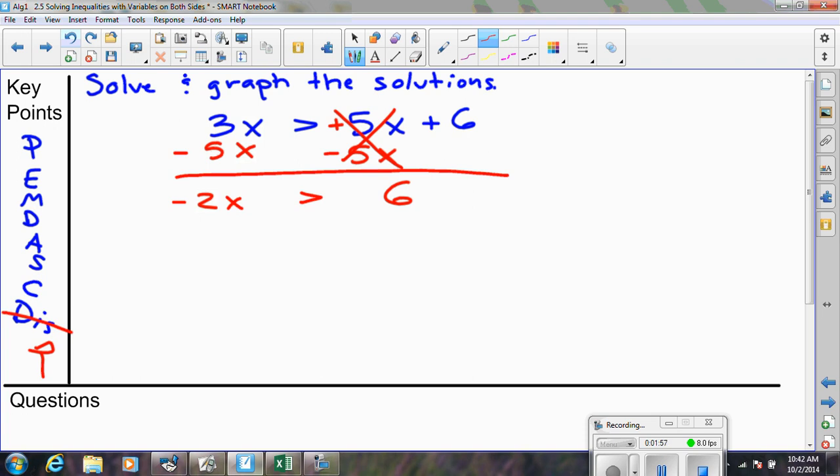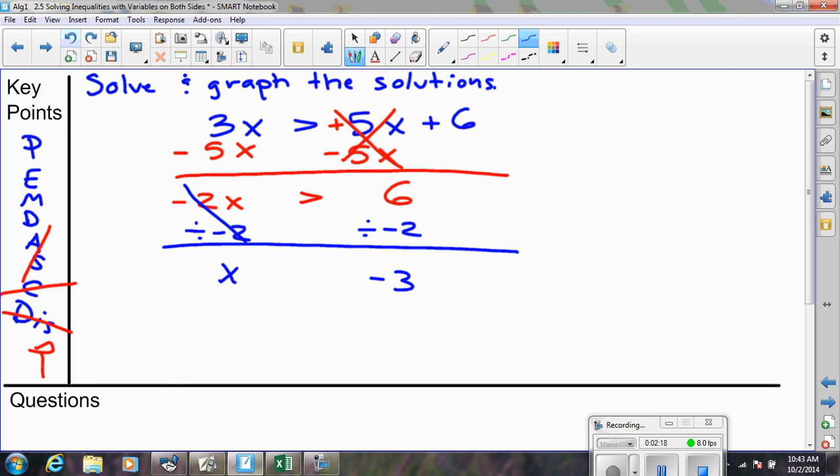Do we have any more combining like terms to do? No. Okay, so that's done. Is there any adding and subtracting to do? No. All right, that's done. Go up to multiplying and dividing. Okay, so we'll say divide by negative 2. Okay, Jerry, you said flip it. Why? Yeah, because this number here is a negative, we need to flip. Absolutely correct, sir. So that would tell us flip the sign. We have our solution. And now we need to graph it.